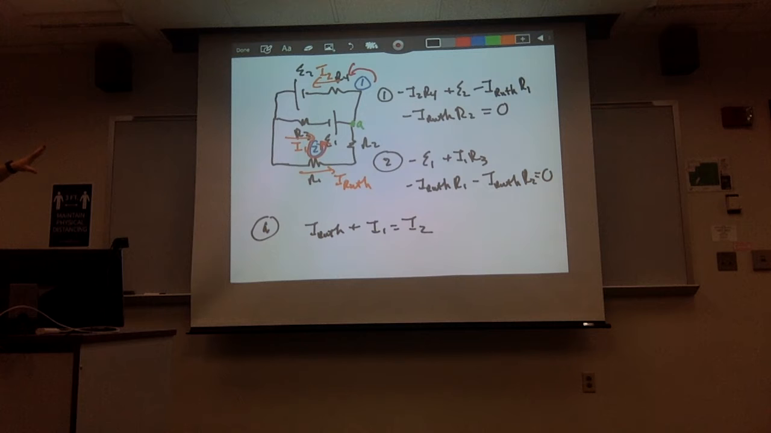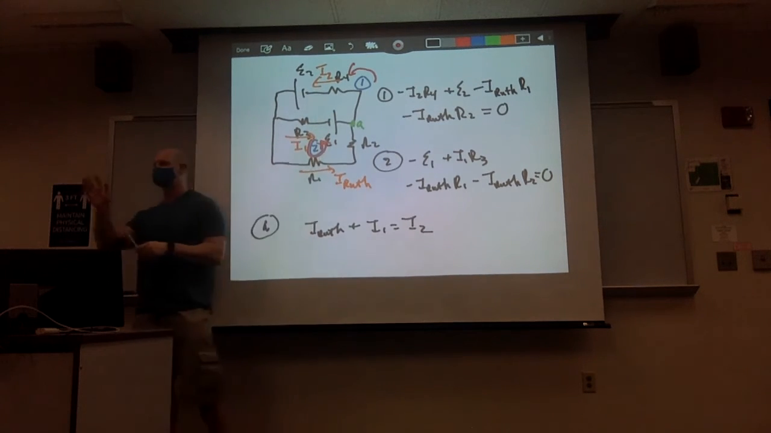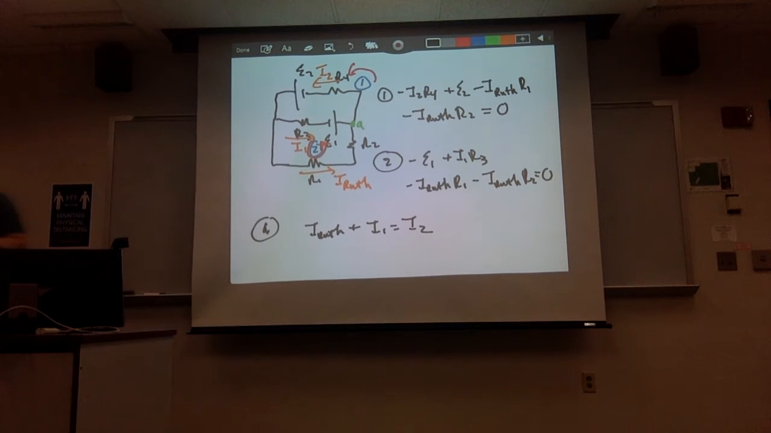Actually, almost no thinking. The only thing you have to do is be consistent with what it is that you chose. That's it. Unlike an engineer, where you do the mesh analysis and say this is positive, this is negative, and so on, all that stuff is gone. All I care about is how I decide to go through the circuit. That's all I care about. There's no thinking involved. Okay?